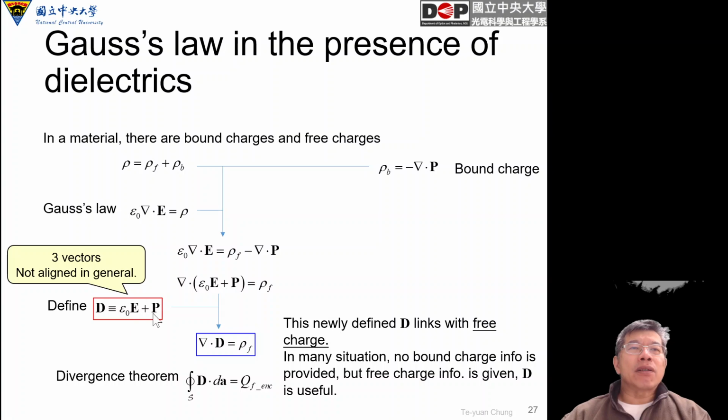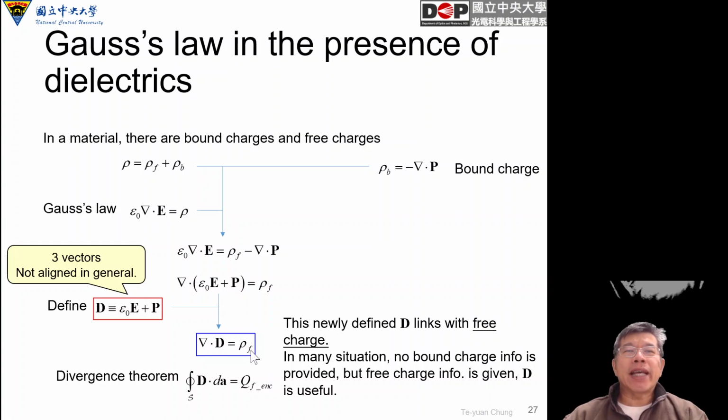In general, these are three vectors. The electric field and polarization are not necessarily along the same direction, so these three are not necessarily all going in the same direction, and in general they do not. Just be aware of it. Now this newly defined D vector links with the free charge. Look at this: taking the divergence of D simply equals the free charge density.